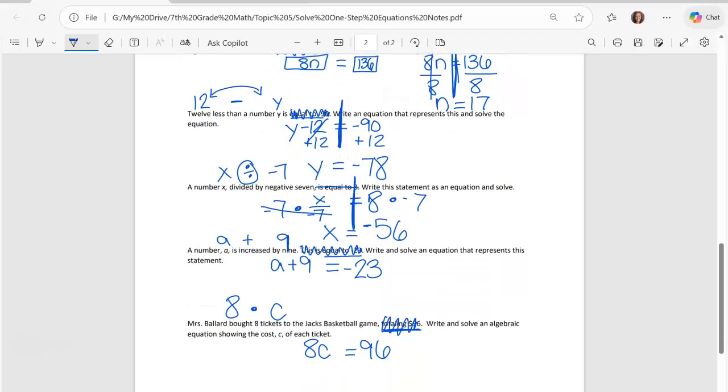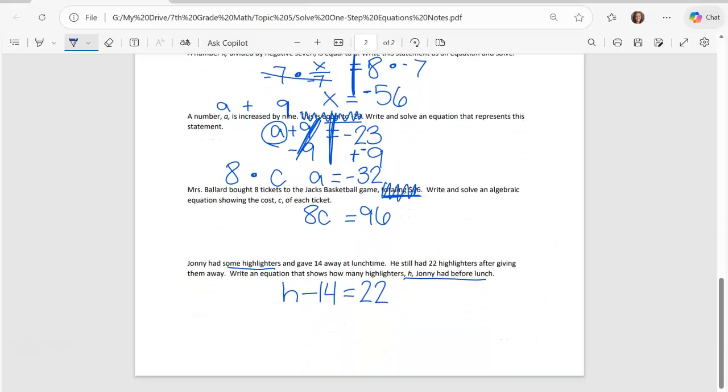Let's try another one. So a plus 9 is equal to negative 23. I draw my line. To get a by itself, we need to do the opposite. We subtract 9 from both sides. The 9's cancel out. I get a equals, careful, we have a negative minus another number. Minus 9 is the same as adding a negative 9. So we actually have negative 23 plus negative 9, which would be, I believe, negative 32. So a is equal to negative 32.